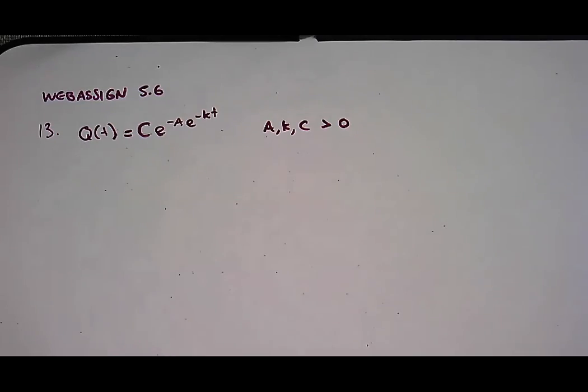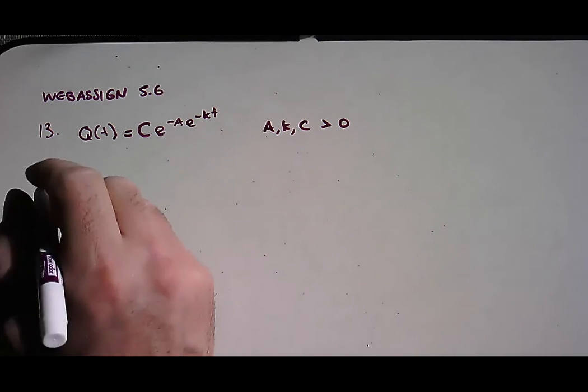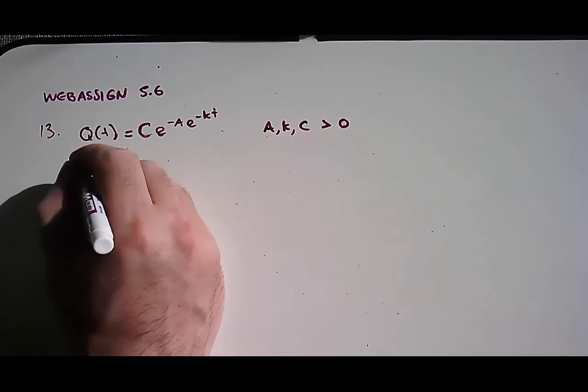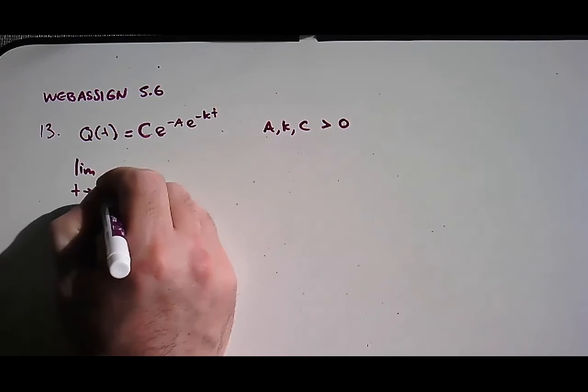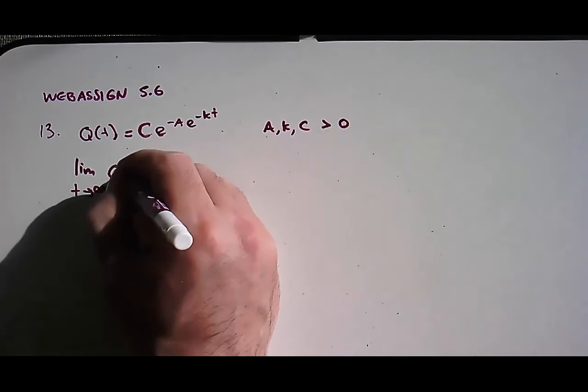Okay, folks, so we're going to finish problem 13 here. We've determined that the function is always increasing. We found an inflection point at natural log of a divided by k. And the last part asks us to take the limit of our function q as t approaches infinity. So as it turns out, that's probably going to be the easiest of the different parts here.